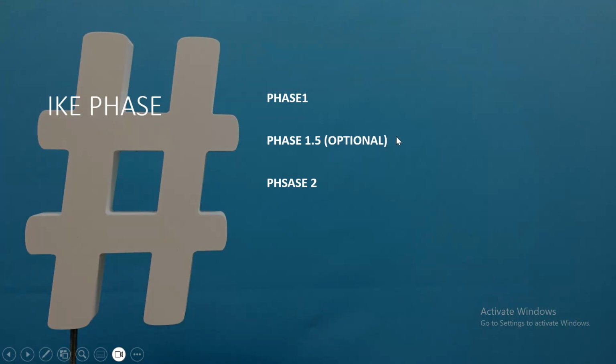IKE has phase 1 and phase 2. Phase 1.5 is optional, so we don't talk about it. IKE phase 1 will create a bigger tunnel, and under it there is another tunnel. Under this, one side is a sender and one side is a receiver. So we can say this is phase 1.